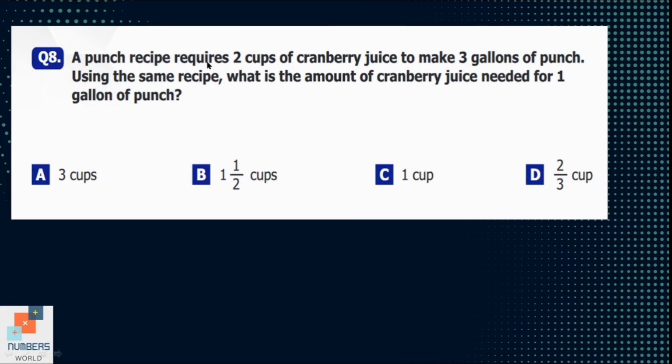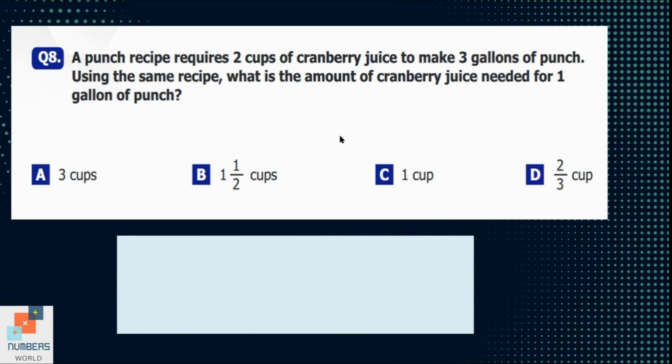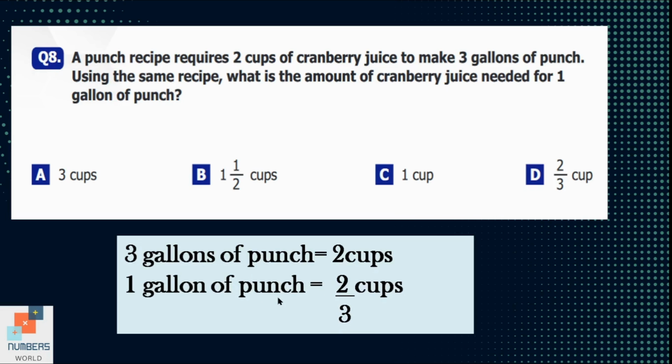Question number 8. A punch recipe requires 2 cups of cranberry juice to make 3 gallons of punch. Using the same recipe, what is the amount of cranberry juice needed for 1 gallon of punch? So it is given in the question that to make 3 gallons of punch, we require 2 cups of cranberry juice. So to make 1 gallon of punch, we will require 2 by 3 cups of cranberry juice. So option D is the correct one.